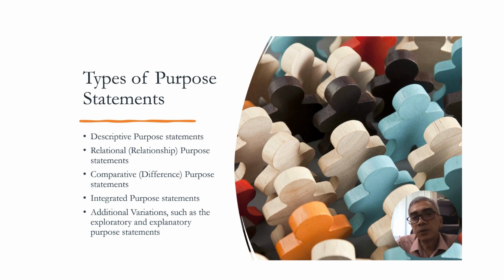There are several types of purpose statement. A descriptive purpose focuses on describing a phenomenon or population. A relational purpose examines the relationship between variables, for example, student engagement and performance. A comparative purpose investigates differences between groups, for example, online versus face-to-face learning. Each type reflects a different research objective. So choosing the correct one is essential.